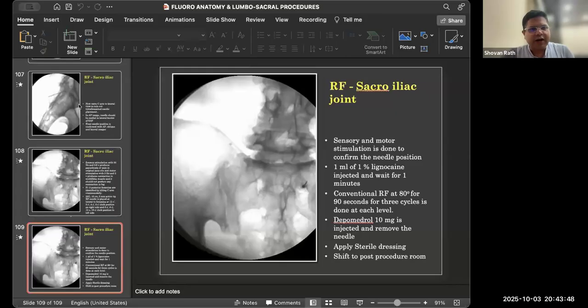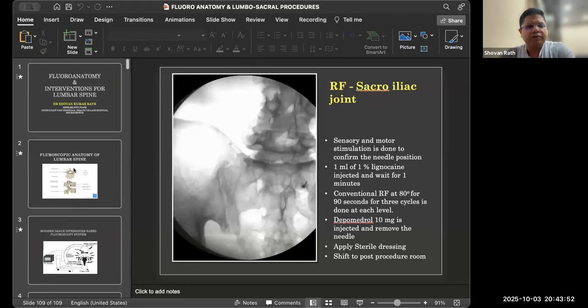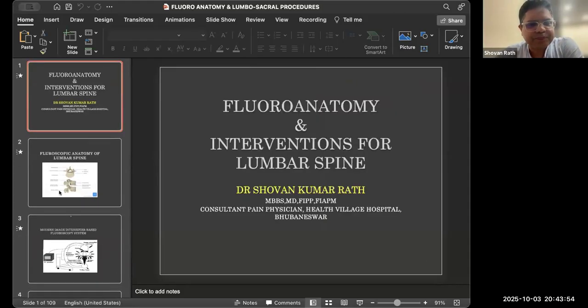Okay, almost I have tried to cover everything, starting from your lumbar as well as the sacral component. So anybody having any doubt, we can take up the questions.